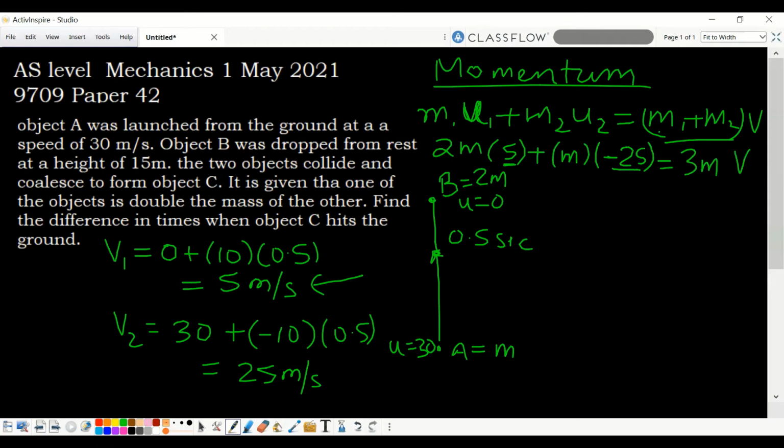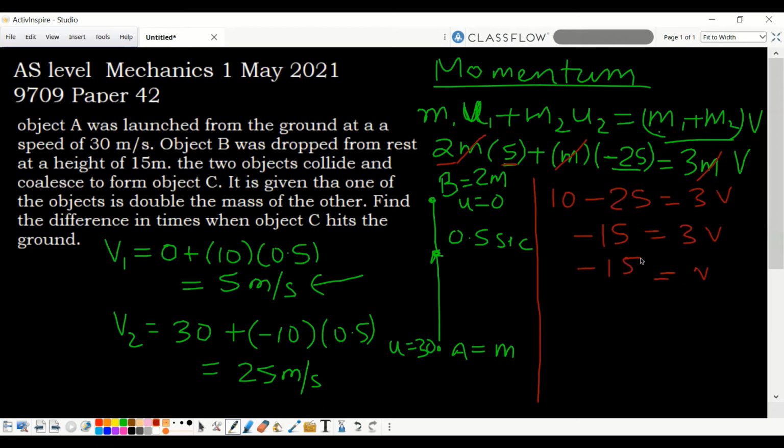Since we have same m in all, we will cancel m from all sides. So m is irrelevant now. So we will write 10, which is 2 times 5, minus 25 equal to 3V, minus 15 equal to 3V. V becomes minus 15 over 3, which is minus 5 meters per second. So I took positive downwards and negative upwards. That means the final velocity, they will go upwards with 5 meters per second after collision.